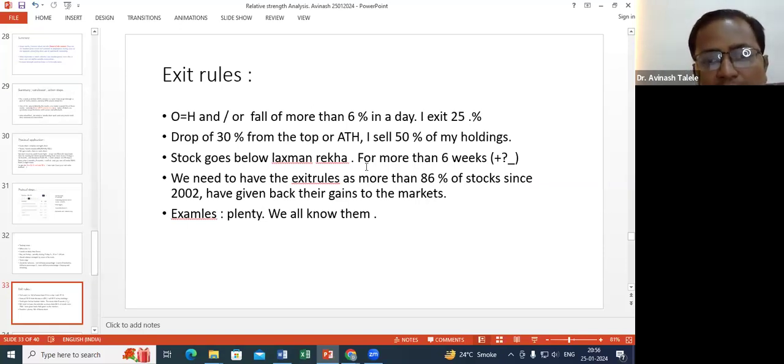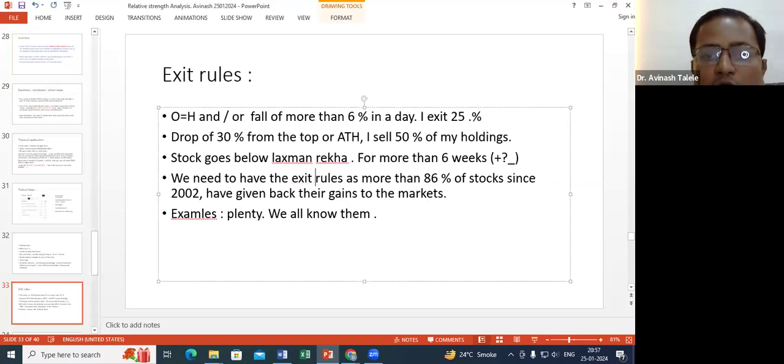If the stock is below the Lakshman Rekha for more than 6 weeks, I evaluate whether the sector is still in favor or not, and then I decide. Lakshman Rekha is the relative strength line below zero. We need to have exit rules in order to be there, because more than 85% of stocks since 2002 have given back the wealth that they have created. Examples are plenty. We all know ABB, Power. I mean, the examples are like R Power, Suzlon, and whatnot.